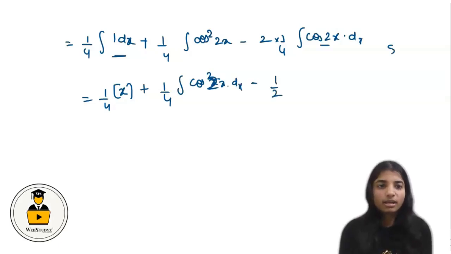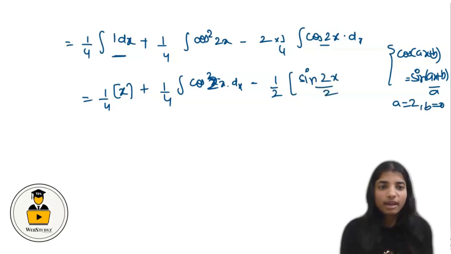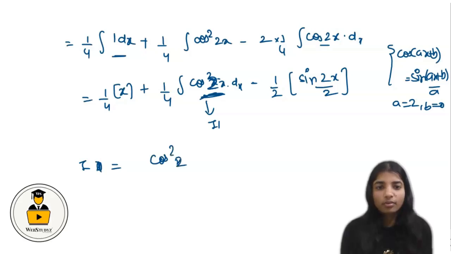We know that the integral of cos of ax plus b equals sine of ax plus b divided by a. Here the value of a is 2 and b is 0. So the integral of this equals sine of 2x divided by 2. Now we have to find the value of the integral of cos square of 2x. So we consider this as I1, so I1 equals the integral of cos square of 2x dx.